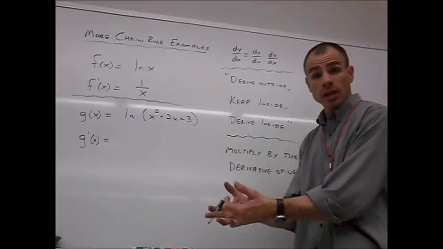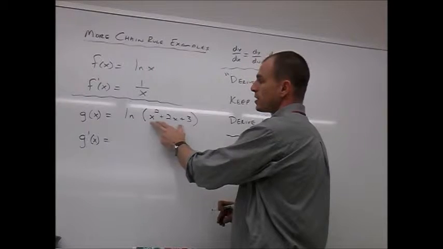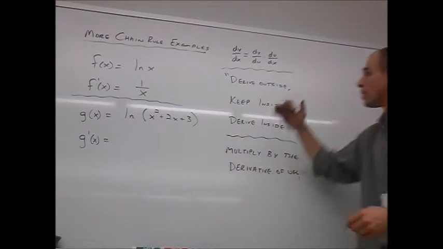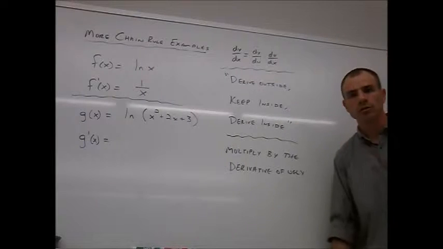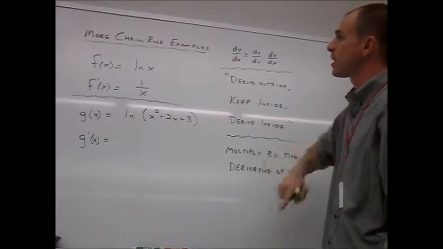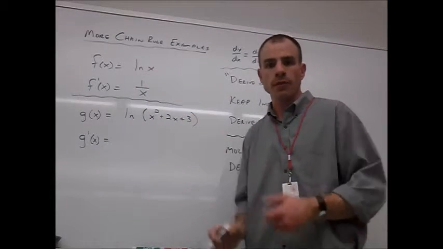Well, this is a chain rule again. We have an outside function, natural log, but instead of having x as our inside function, we've got that polynomial right there. So we're going to follow our chain rule process. The chain rule process says derive the outside. Well, the derivative of the natural log of x is 1 over x.